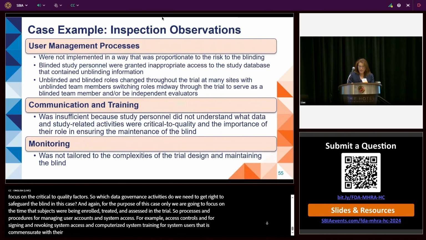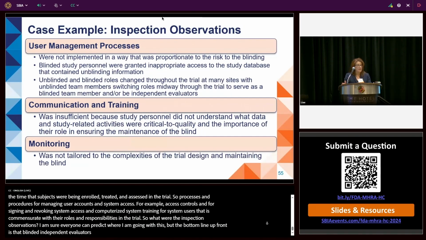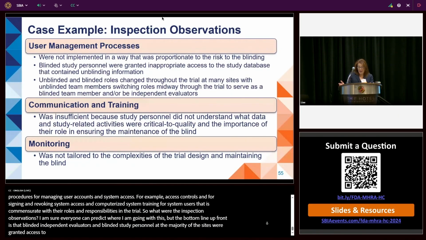So what were the inspection observations? I'm sure everyone can predict where I'm going with this, but the bottom line up front is that blinded independent evaluators and blinded study personnel at the majority of the sites were granted access to database 2, the study database that contained unblinding information. So how did this happen?